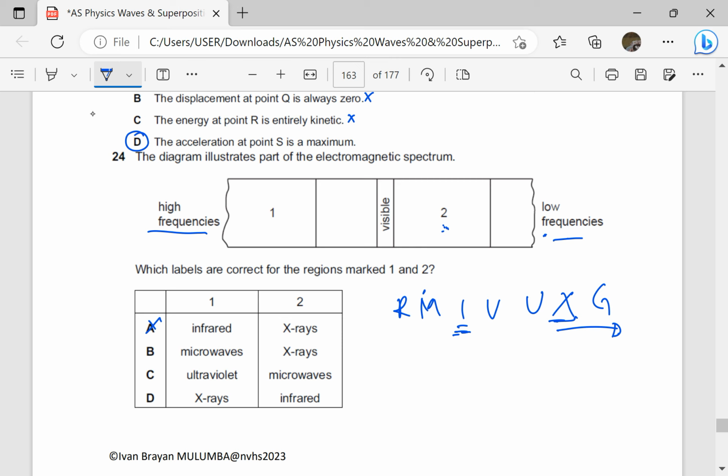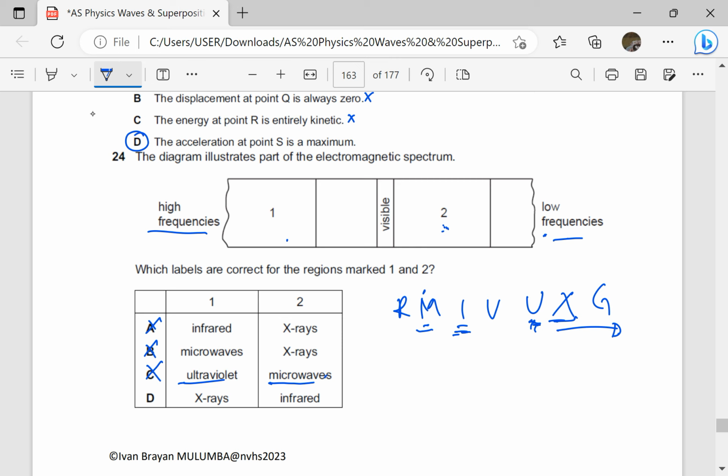Microwaves cannot have a higher frequency than X-rays, so this is also wrong. C is ultraviolet and microwaves. Ultraviolet has a higher frequency than microwaves. That would be true. But ultraviolet is just after violet, so it is supposed to be next to the visible spectrum. So that means this is also not correct.